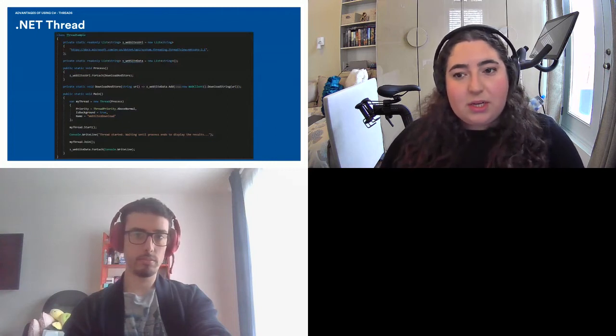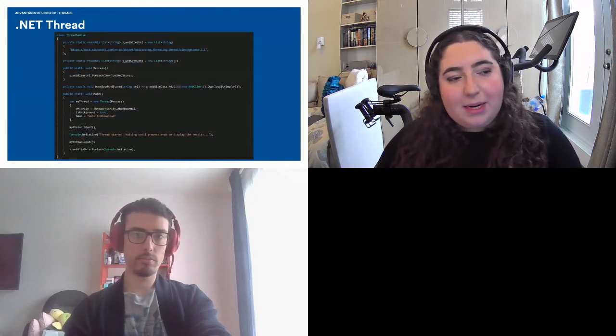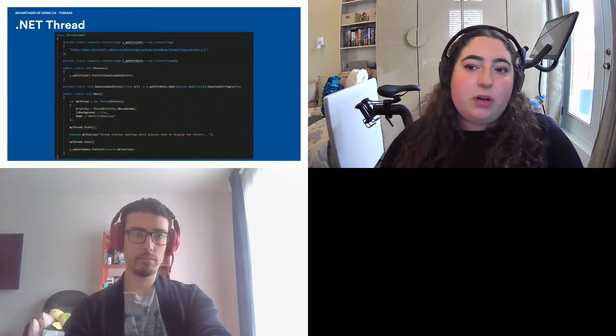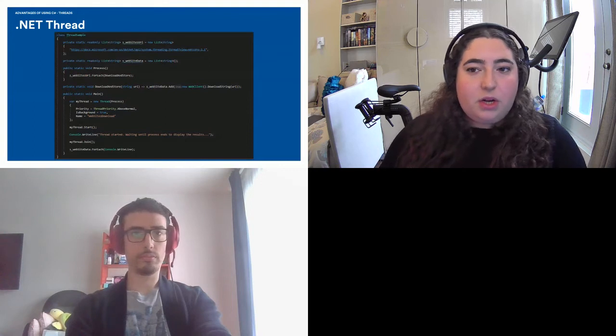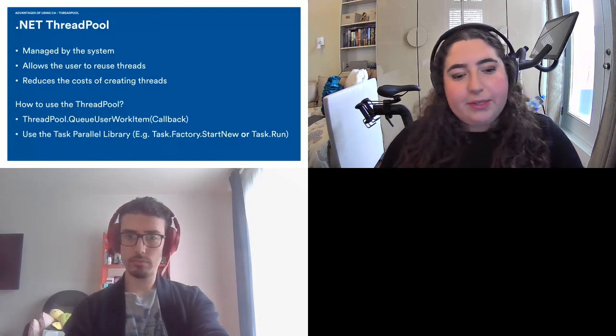Now, this doesn't look like a lot of code, but I'm going to explain why using the .NET ThreadPool is actually better. The .NET ThreadPool is managed by the system. It allows the user to reuse threads. It reduces the cost of creating threads. So how would you use this? You could do ThreadPool.QueueUserWorkItem and pass a callback, or you could use the Task Parallel Library where you do Task.Factory.StartNew or Task.Run.